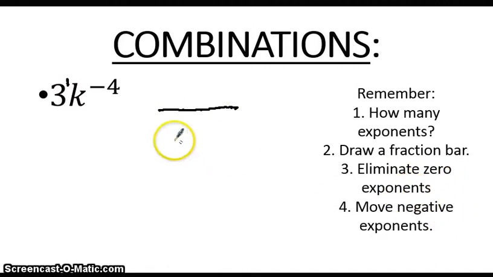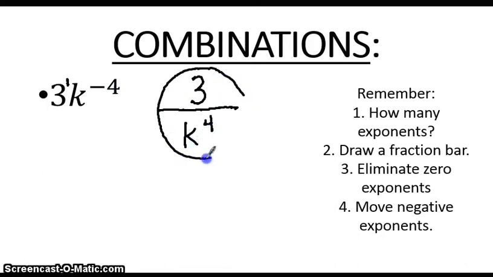Eliminate zero exponents. We do not have any zero exponents, so we'll skip that step, and we will only move negative exponents. So if you look at 3 to the first power, or just 3, it has a positive exponent, so it's going to stay where it is. We're not going to move it. However, k to the negative 4 needs to have a positive exponent, so we will move it from the numerator down to the denominator. 3 over k to the 4th is the simplified version of this expression.